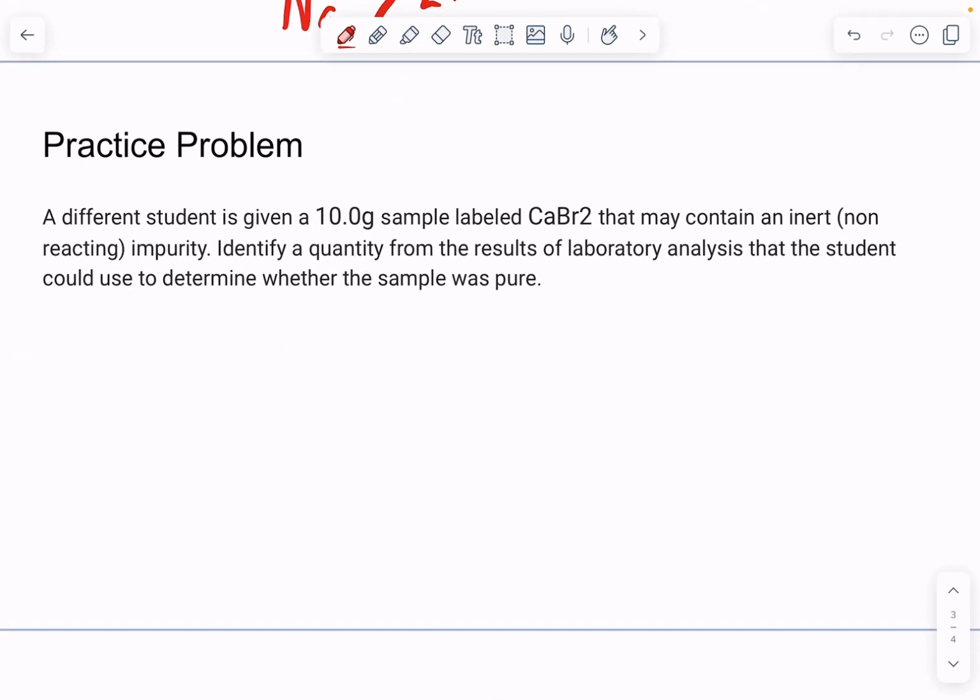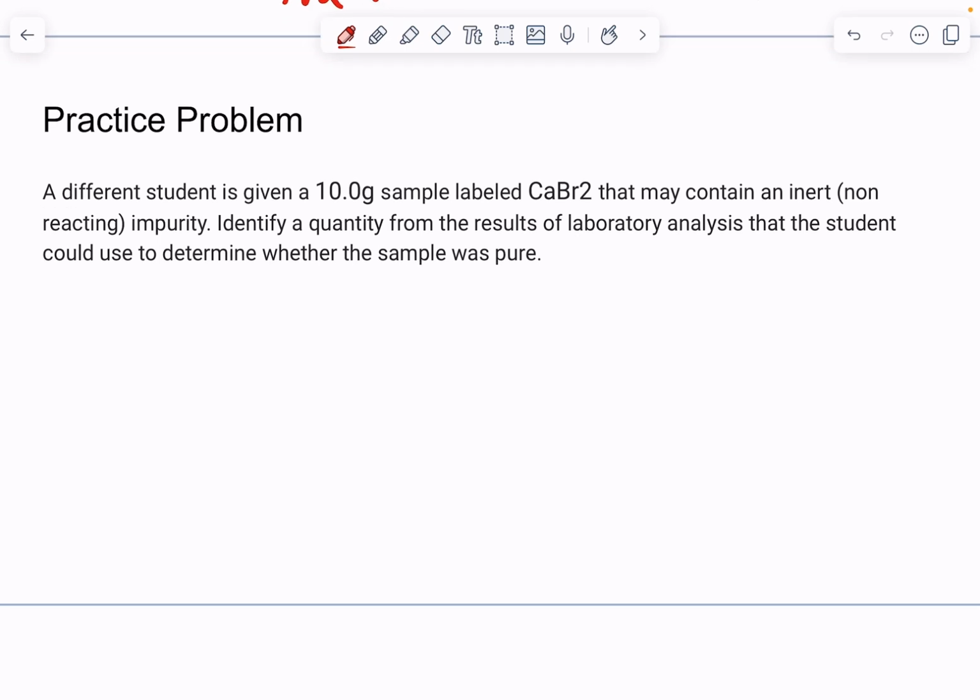All right, here's another practice problem. This is taken from a free response question. There were previous two questions, but we don't need them to answer this question. So a student is given a 10-gram sample of CaBr2, which is calcium bromide, that contains an inert, non-reacting impurity. Identify a quantity from results of a laboratory analysis that the student could use to determine whether the sample was pure.